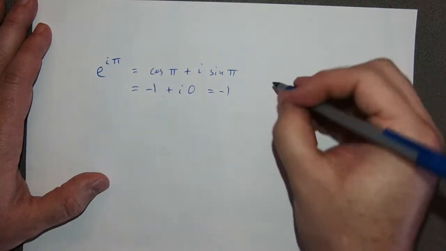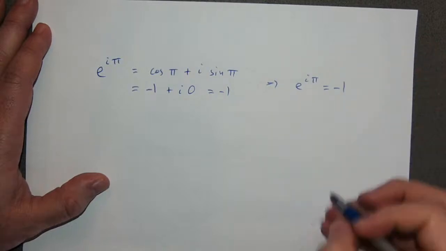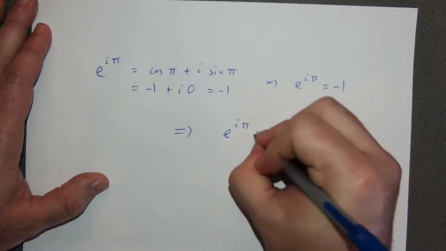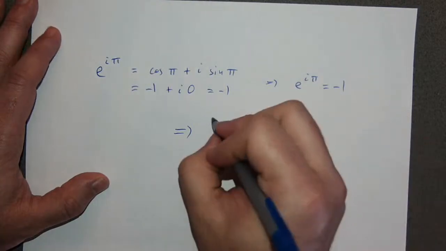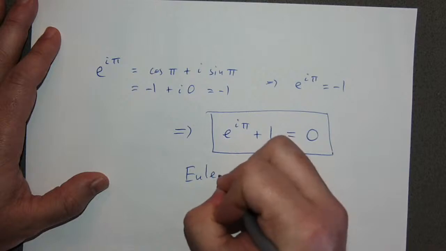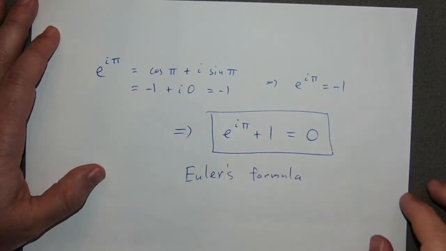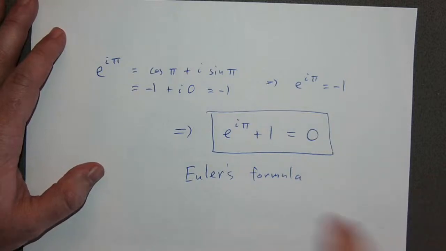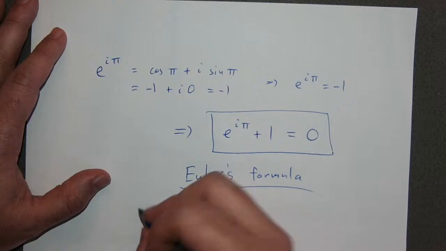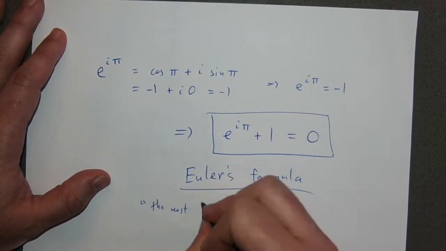So e to the i pi is equal to minus 1. Or, another way you'll see this written, e to the i pi plus 1 is equal to 0. This is typically what is referred to as Euler's formula. I know I wrote Euler's formula for the previous thing, and that is also true, but this is the special instance of plugging in pi here. So this is the formula that is referenced a lot of times as the most beautiful formula in math.